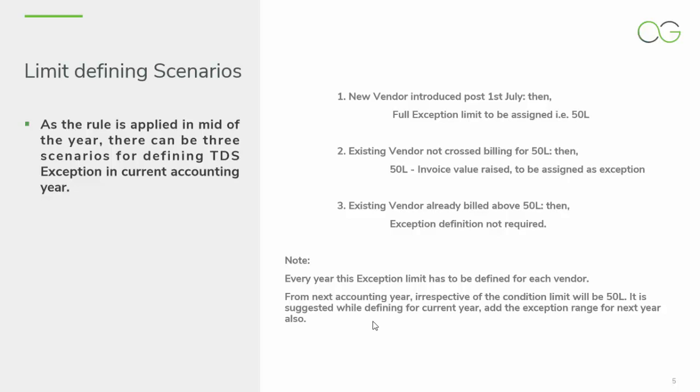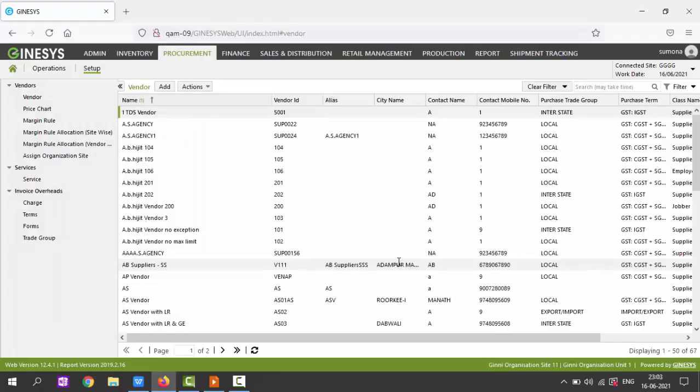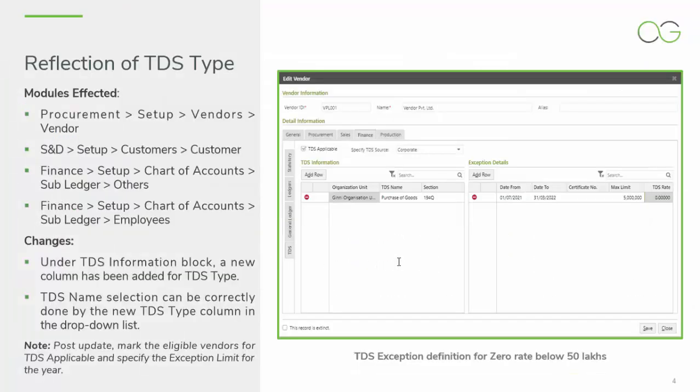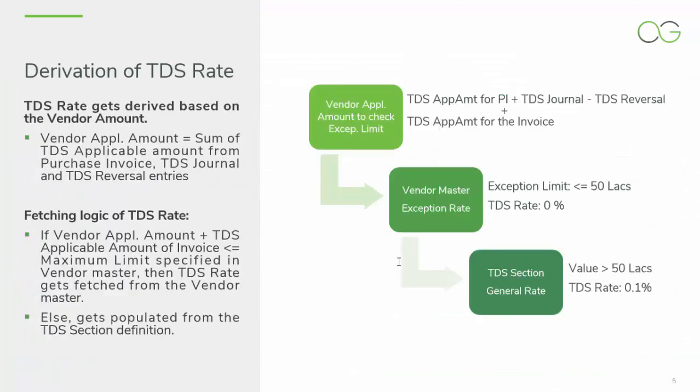Note that every year this exception limit has to be defined for each vendor. From next accounting year, irrespective of the condition, the limit definition should be for 50 lakhs. It is suggested that while defining for the current year, add the exception range for next year also. So as we have seen, we have applied the TDS exception over here. So let's now understand how the TDS rate is going to be applied.